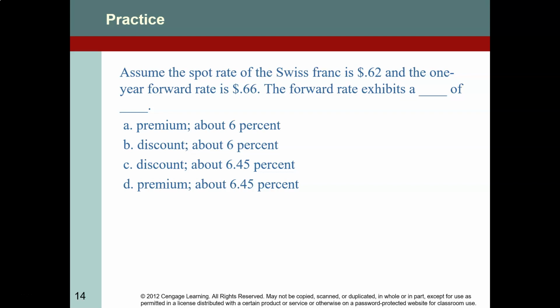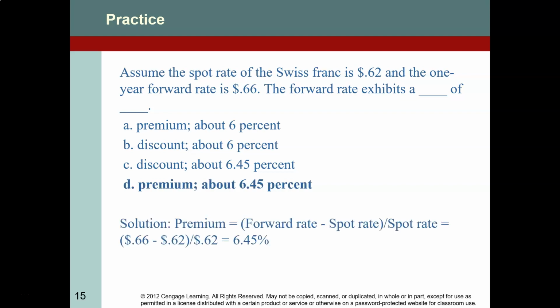Okay, if you finished working, we can look at the answer, which is D, because we can use forward rate here as 0.66 minus spot rate as 0.62, divide by spot rate, 0.62, we get 6.45%. So this is a forward premium.